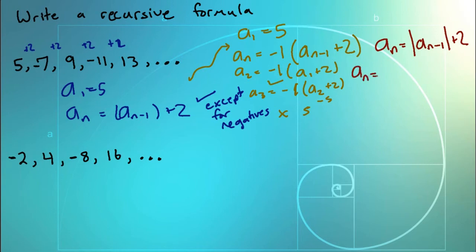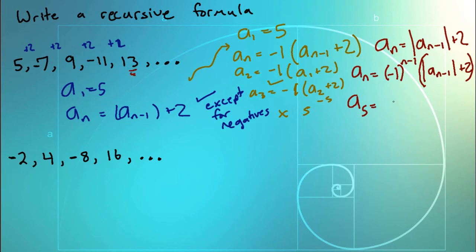Well, I'm going to do negative 1 to the n minus 1 times the absolute value of n minus 1, I want all of this in parentheses, plus 2. So this is a solution to that. It isn't necessarily. Let's check it. So I'm going to check it with, say, if I want the fifth term. So I know that the fifth term should be 13.